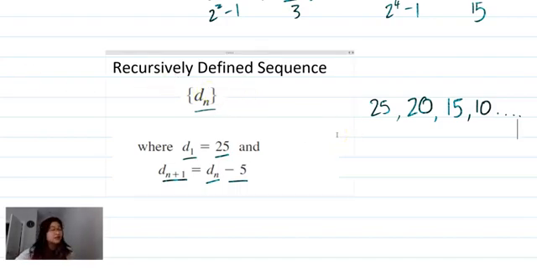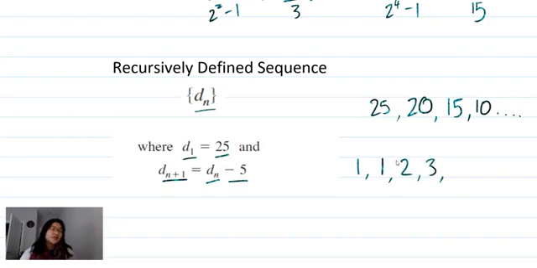There are other very cool recursively defined sequences. One of them is called the Fibonacci sequence. It starts 1, and then you take the previous 2 terms and add them together. So 1 plus 1 is 2, and then 2 plus 1 is 3, 3 plus 2 is 5, 3 plus 5 is 8, and so on.